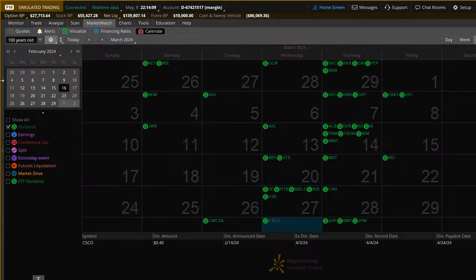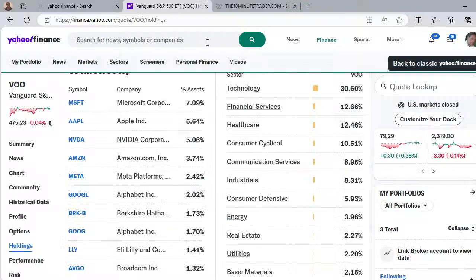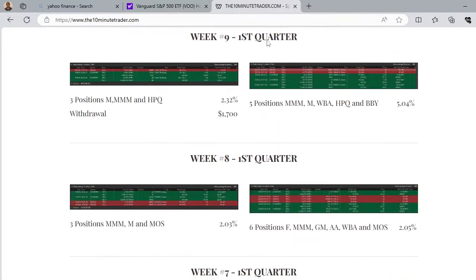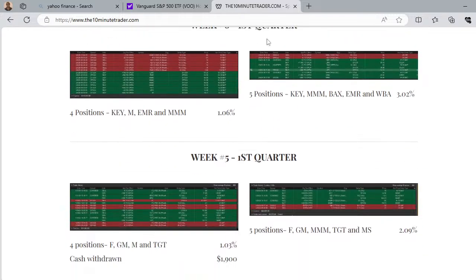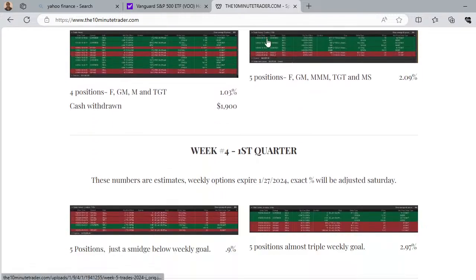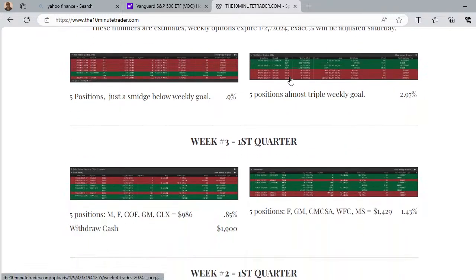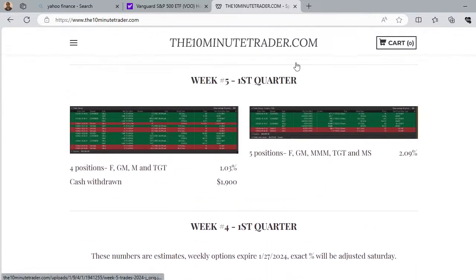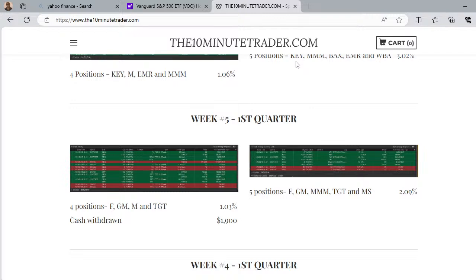Now, if we come back up to here, hold on a second. 3M. Right here. All right, you ready? This is week number 5 of this year. Look right here, 5 positions: Ford, General Motors, 3M, Target, Morgan Stanley. So I got 3M on week number 5.